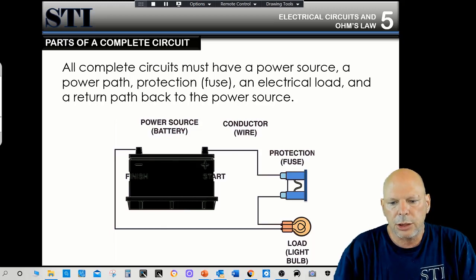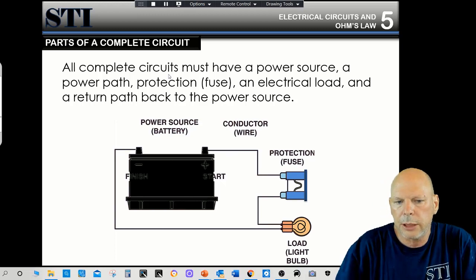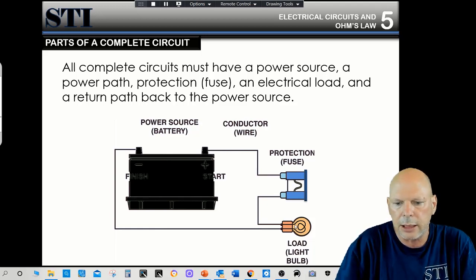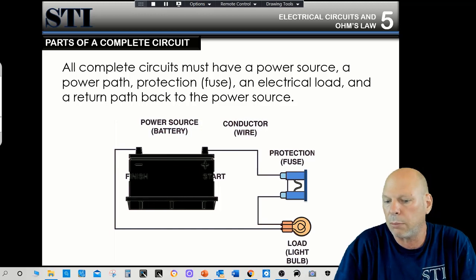So this basically is showing you a completed circuit. We have the power source, which is your battery. We have the power side wiring, which is your insulated copper wiring, going into a fuse, which is your protection. Out of the fuse to the load itself. The load is the light bulb in this case. It could be a relay, it could be a solenoid, it could be anything, it could be a motor.